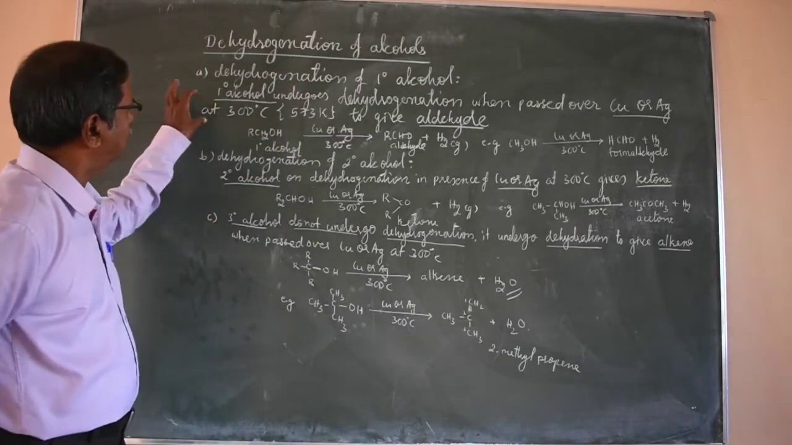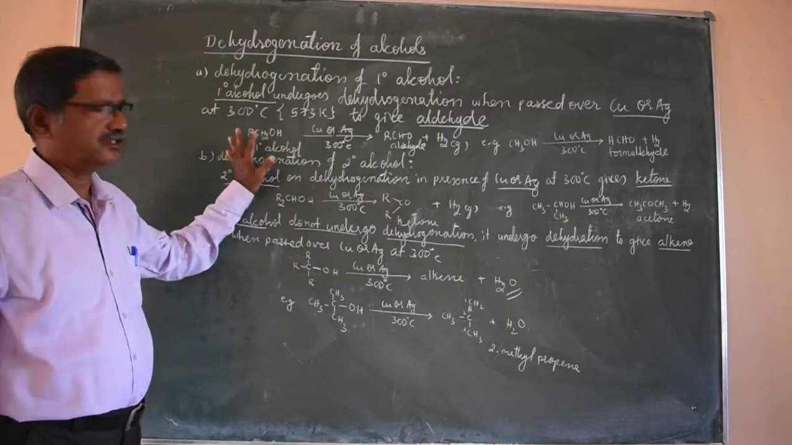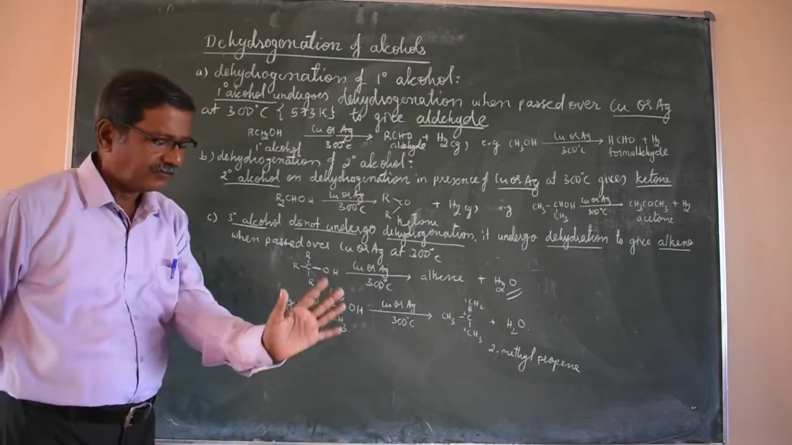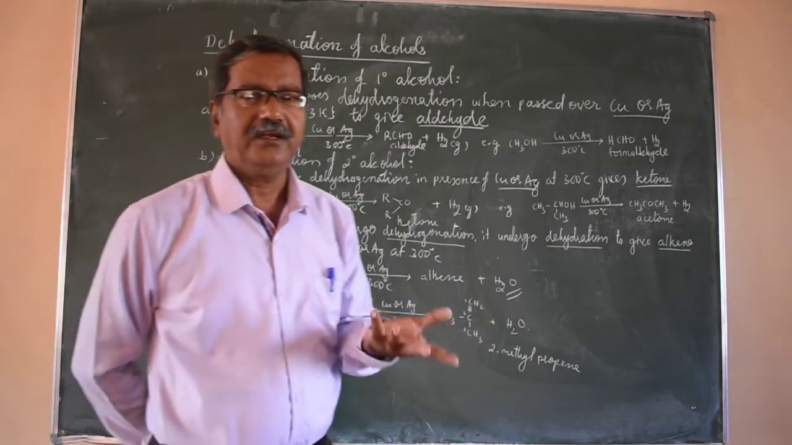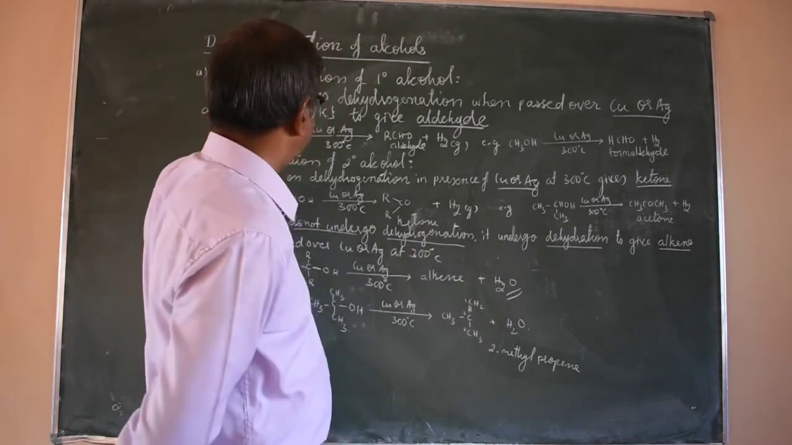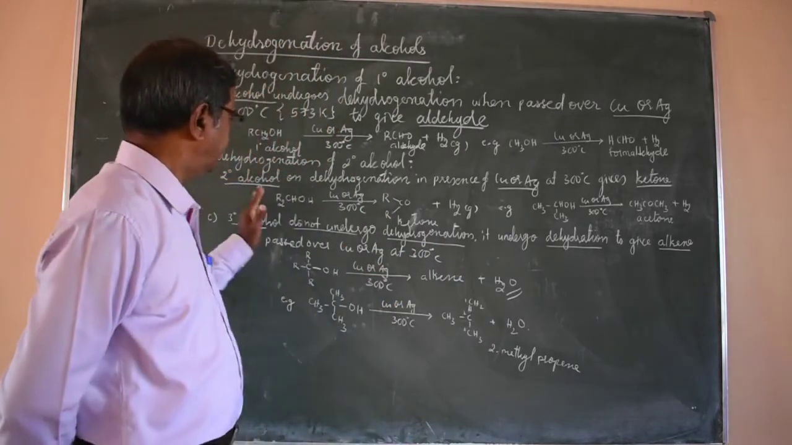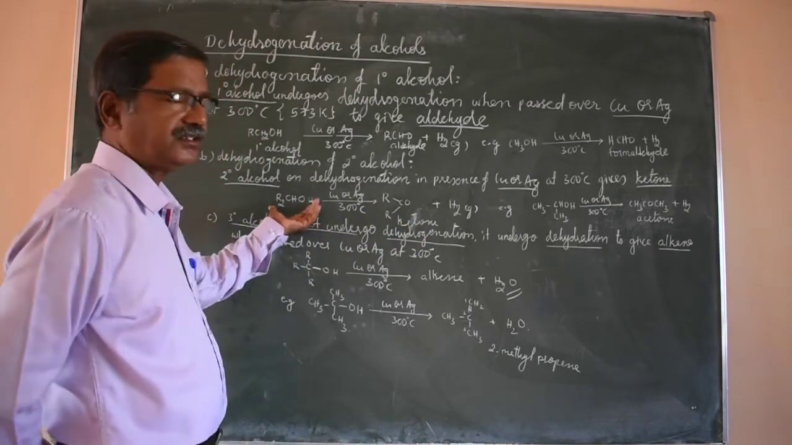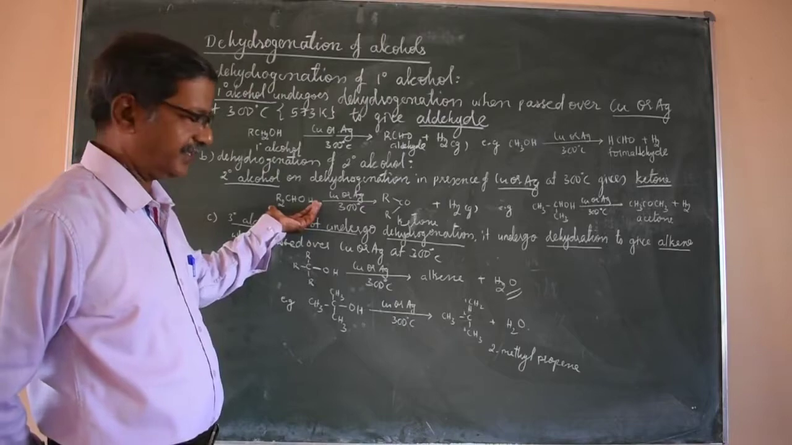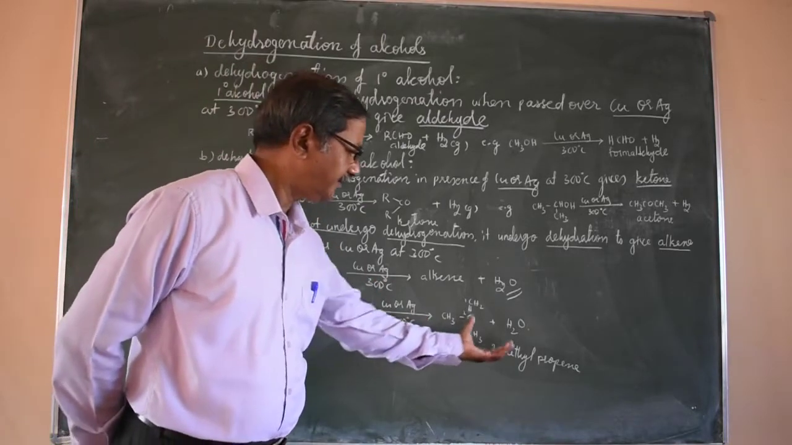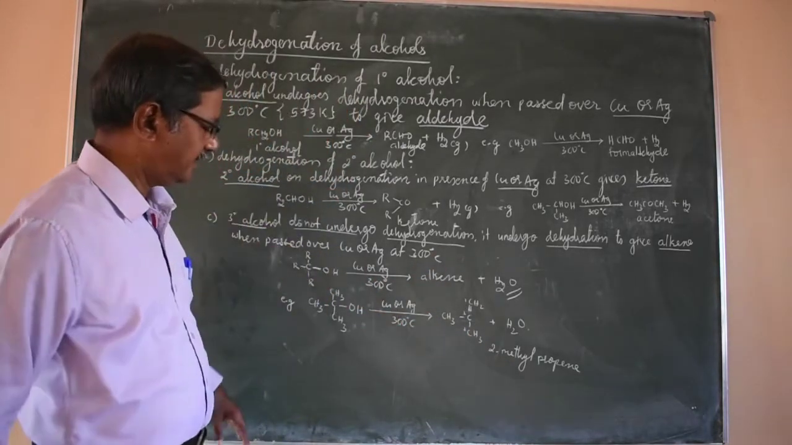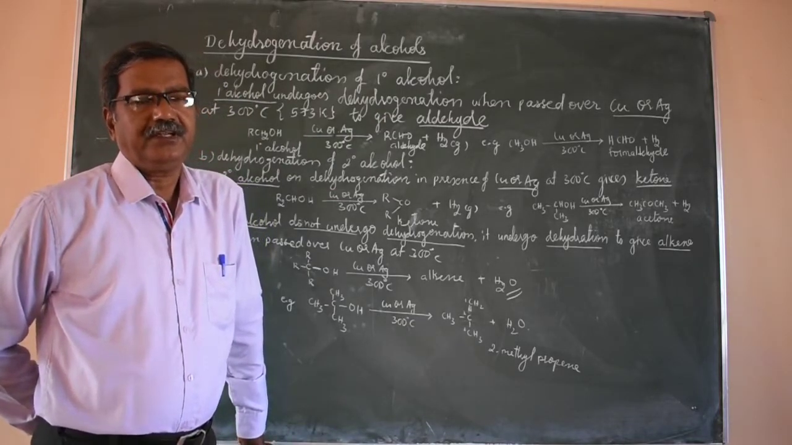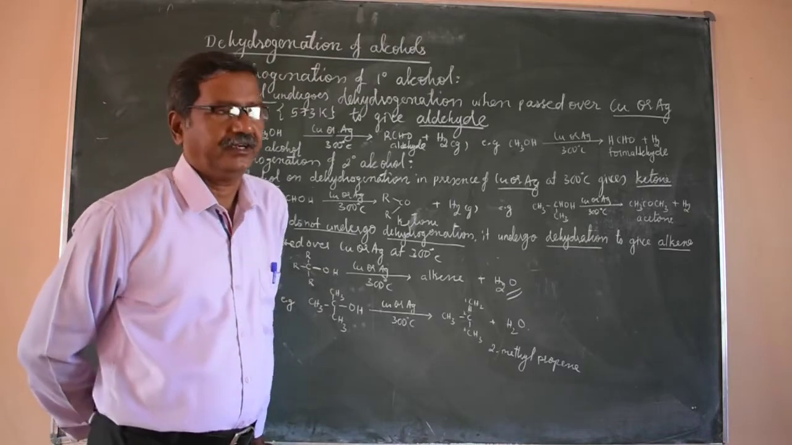This is because when any alcohol is passed over heated copper or silver at about 300 degrees Celsius, if the product formed is aldehyde, then you may conclude that the alcohol is 1 degree. Second, if the ketone is formed, then the alcohol is 2 degree, that is secondary. And if the alkene is formed, then the alcohol is tertiary or 3 degree. So you can distinguish primary, secondary and tertiary alcohol by this reaction.